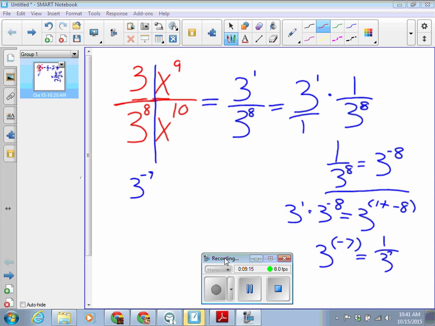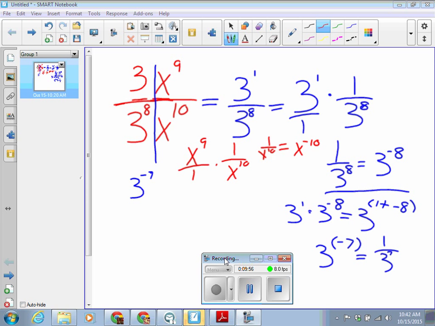So I'm going to rewrite my x's so they look good for me, because I don't like the way that looks right now. I don't like my x to the 9th over x to the 10th. So I'm going to split those up as well. x to the 9th over 1 times 1 over x to the 10th. Now that I split them up, I can see that 1 over x to the 10th is equivalent to x to the negative 10.